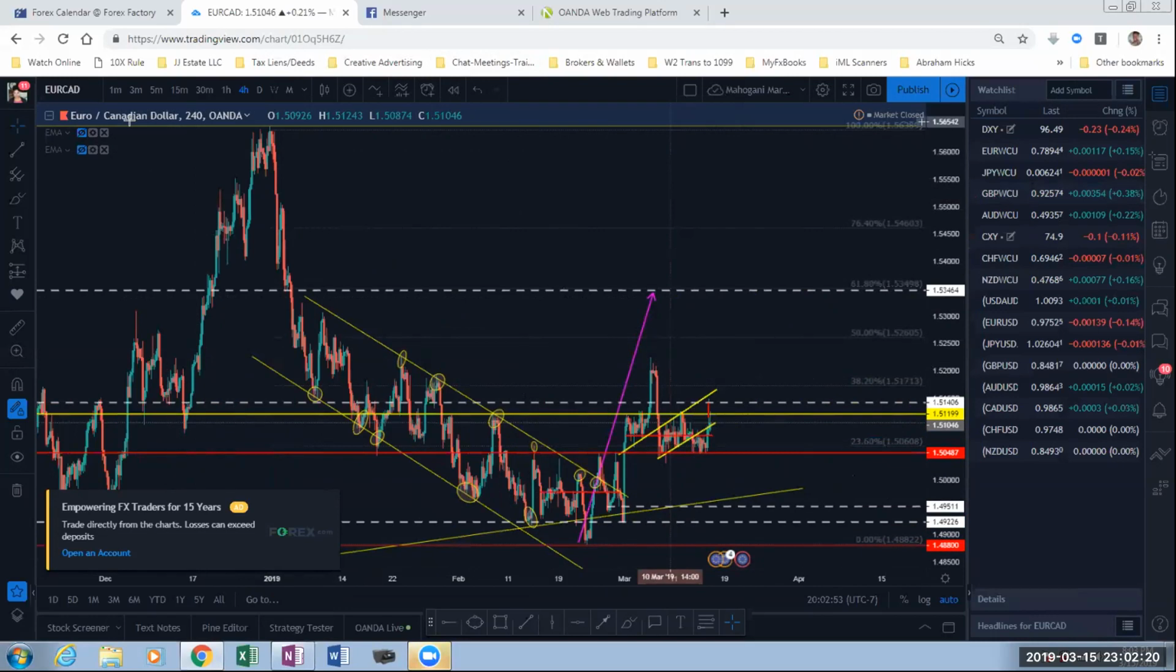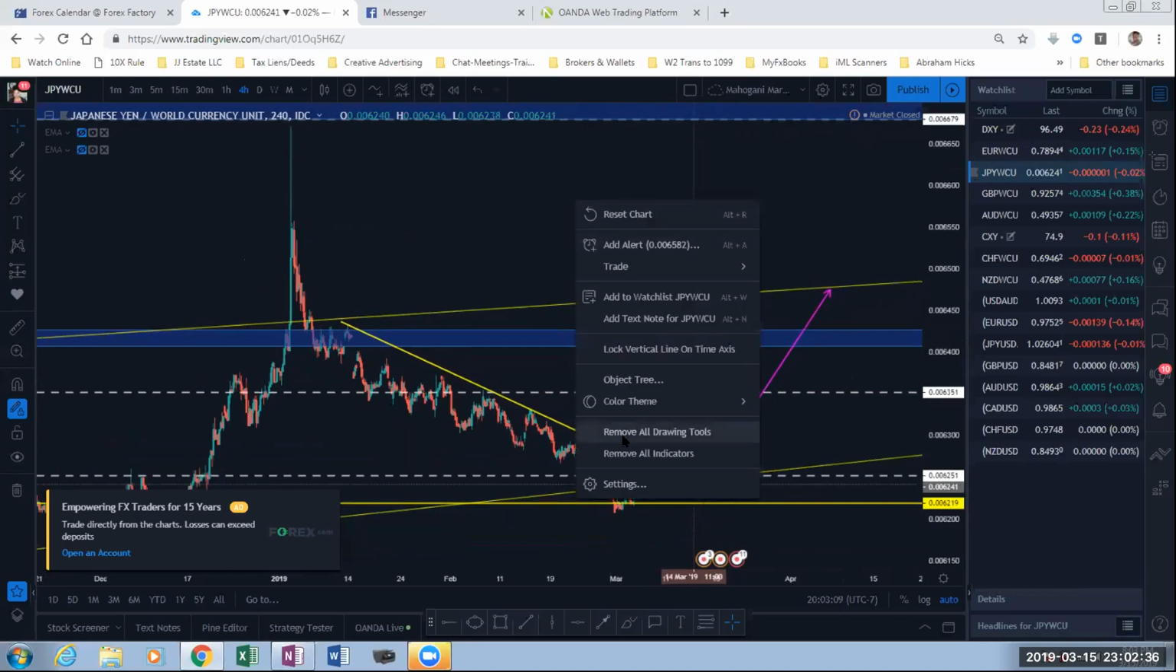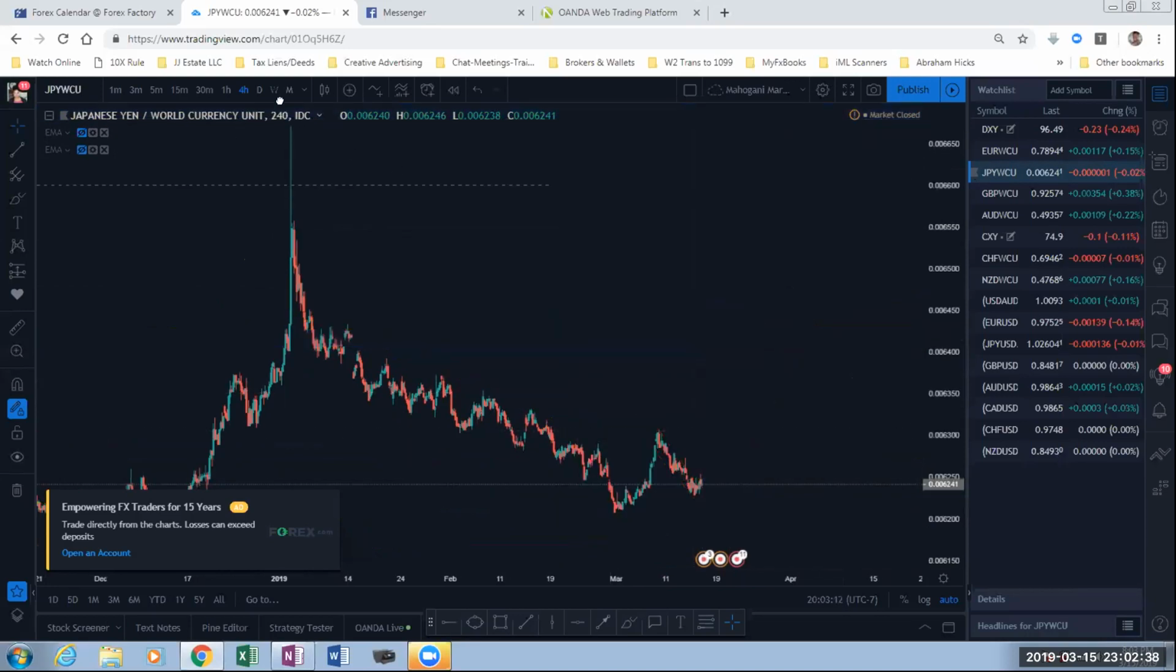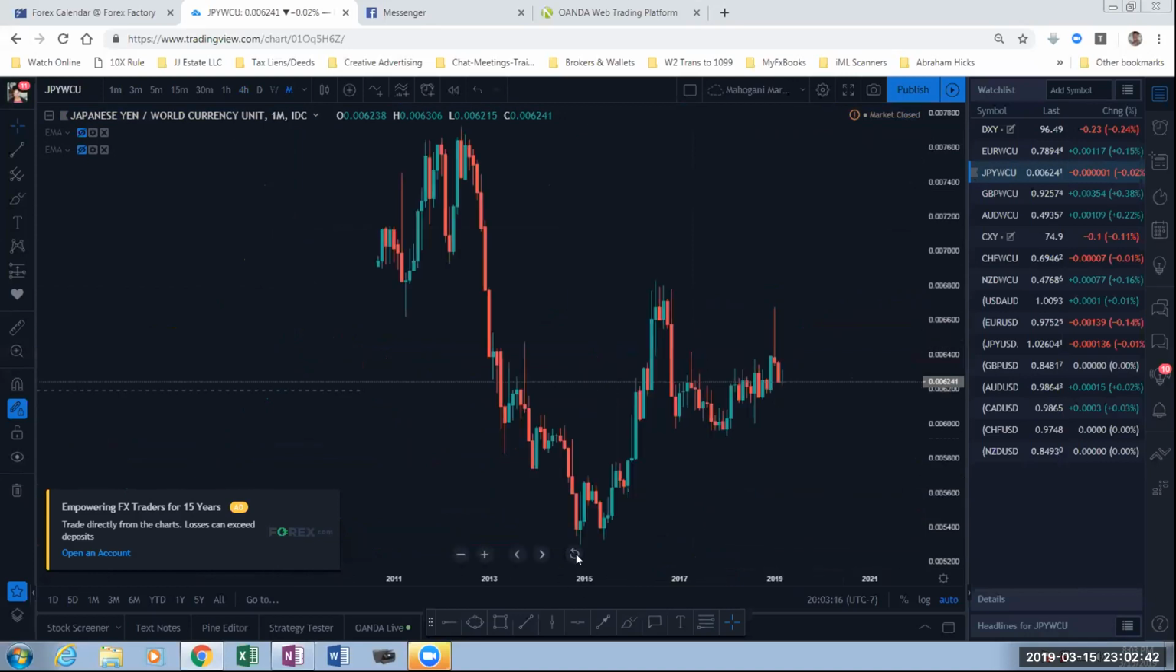Even though we have the euro and the Canadian dollar, what is the Canadian dollar doing? What is the euro doing? Depending on what they're doing, I may be trading that the following week. So I'm going to go to the Japanese currency and mark this up for you. I'll start from the top time frame of market analysis and work my way down. This is my monthly time frame.